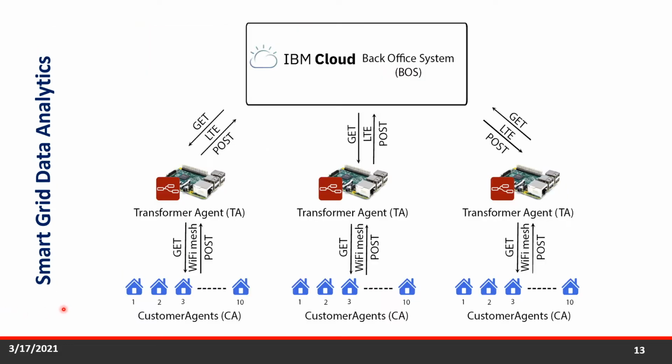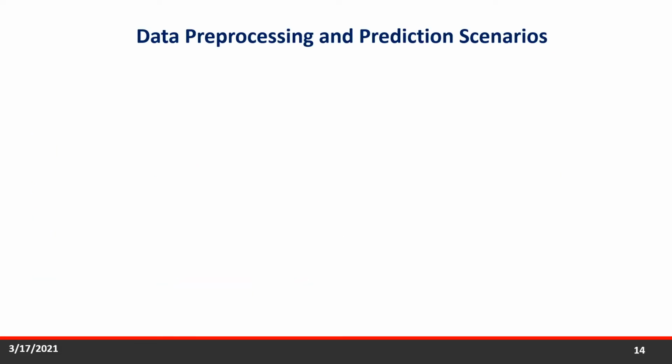Here we show the smart grid data analytics system architecture. Basically, we consider multiple neighborhoods where the data from different CAs is sent through Wi-Fi mesh to the TA of that neighborhood. And that TA, we use here LTE for that TA to send the data to the back office. In the back office, we consider IBM Cloud in order to deal with data. And this is explained in this slide.